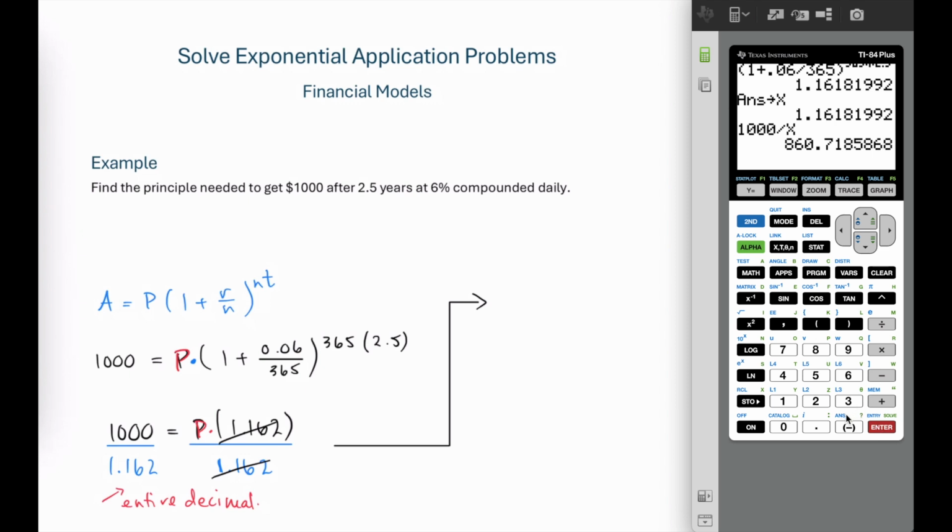But what we see on the left-hand side is 1,000 divided by 1.162 turned out to be 860.72. Rounding to the nearest cent is appropriate in a financial model, and that's equal to the P that we were trying to solve for. And that's what we would need to invest in order to get $1,000 after 2.5 years.